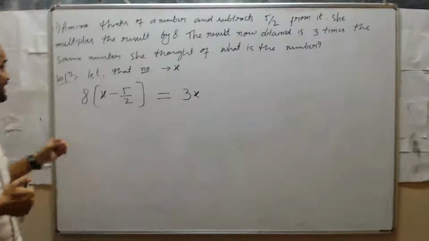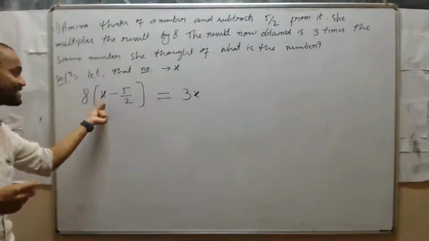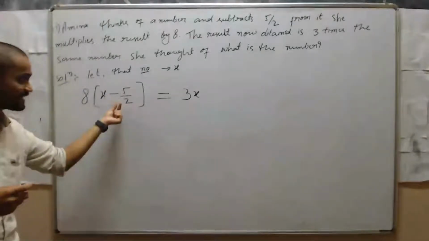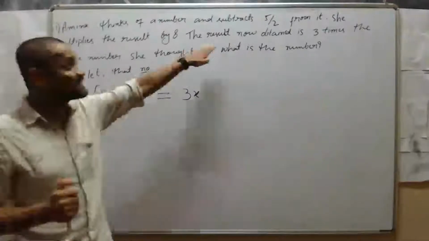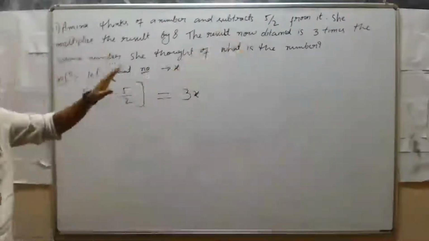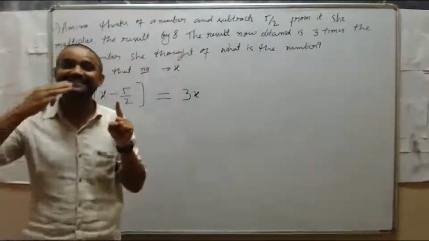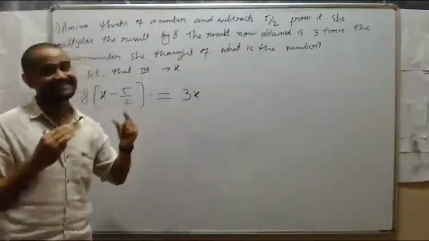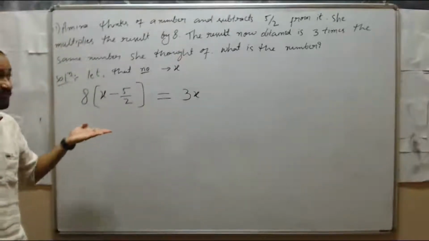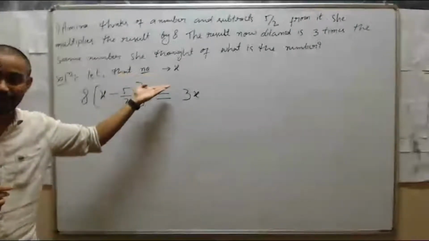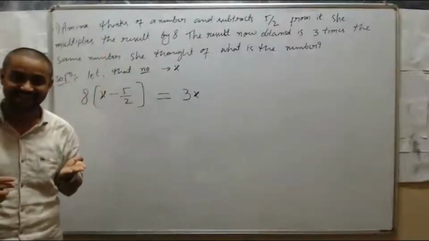First, she thinks of one number, that is x, then she multiplies by 8, and the result will be 3 times the same number she thought of. And this is the linear equation, my dear students. After that, we have to solve for the x value. What is x? The number Amina thinks of.